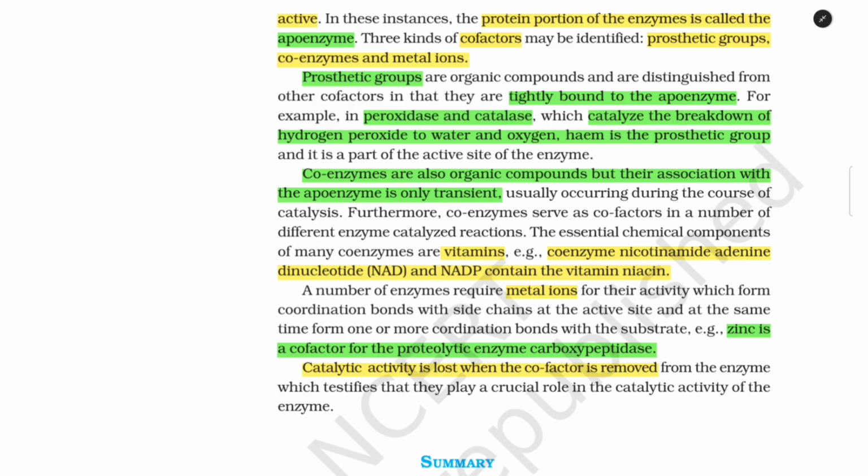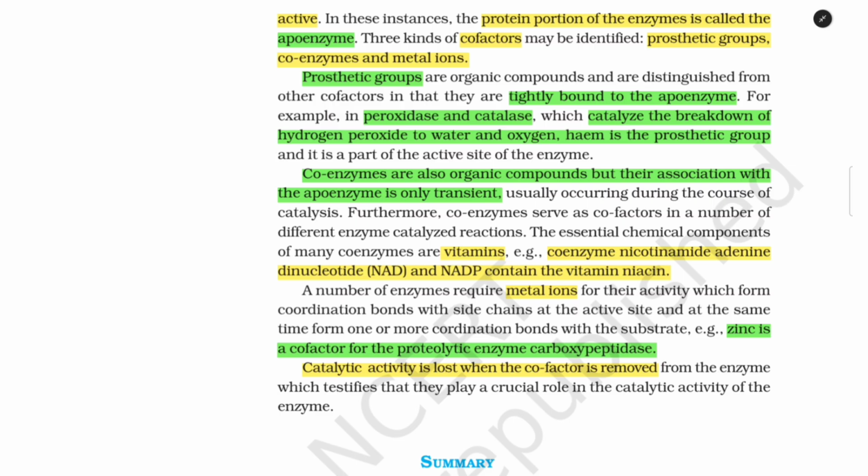Coenzymes are also organic compounds, but their association with the apoenzyme is only transient, usually occurring during the course of catalysis. Furthermore, coenzymes serve as cofactors in a number of different enzyme-catalyzed reactions. The essential chemical components of many coenzymes are vitamins. Example: coenzymes nicotinamide adenine dinucleotide NAD and NADP contain the vitamin niacin.